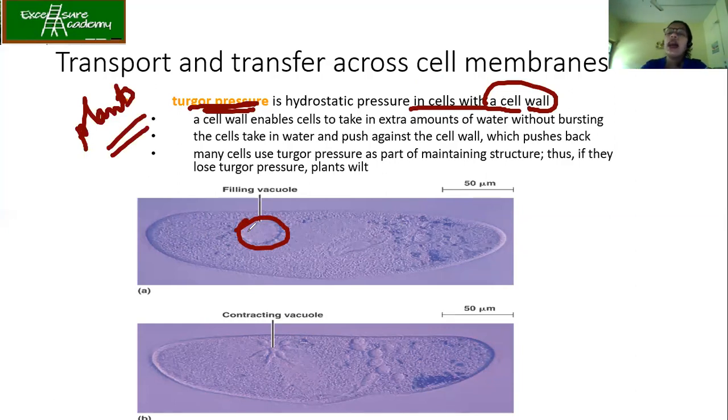Now, if you put it into a hypertonic condition, what will happen? It will start shrinking. Okay. So the vacuole becomes very small. So this is what they are saying about that. A cell wall enables cells to take an extra amount of water without bursting. Okay. So if suppose plant cells are kept in a hypotonic condition, the vacuole will take the maximum of water without bursting. Now, the cell takes this water and pushes against the cell wall, which pushes back. Now, this pushing back of the cell wall is called the turgor pressure. So for now, just remember this much, because when we start doing plant physiology, there will be more to talk about this. Okay, so don't worry about it.